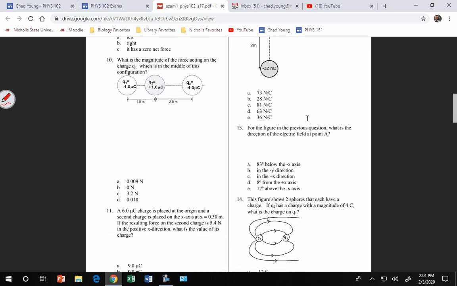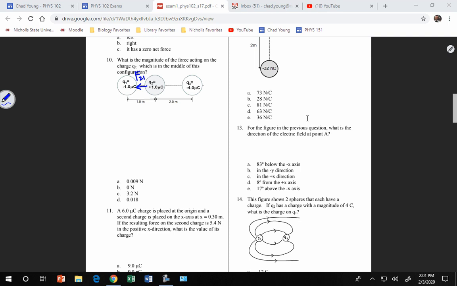So I have these three charges. I want to know the force acting on Q2. I always like to just draw them first. And let's just draw them. So I have a force that's acting on Q2 due to Q1. That's going to be an attractive force. I'm going to call that F21. And notice I drew it a certain length.